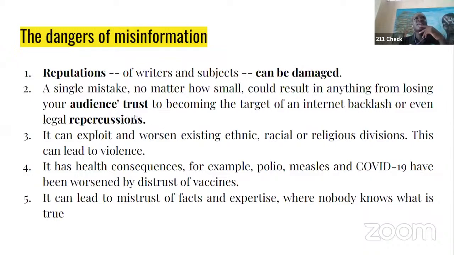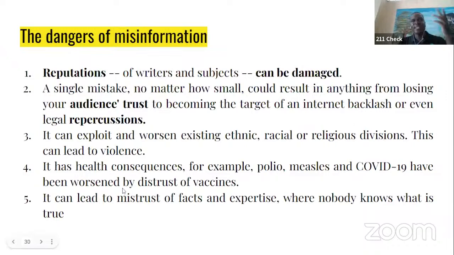I remember a case where a former minister of finance, I think, had an issue with an opinion writer, and they had to go to court, and the person was sent to jail. You see, this is a legal repercussion that has come as a result of someone ignoring fact-checking. So we see that it can also exploit and worsen existing ethnic, racial, or religious divisions, which can lead to what? To violence. Like we have seen cases previously where you hear that, hey, community A is mobilizing against community B, or this religion is saying X, Y, Z. So as a result of this, already there's exploitation and worsening of existing divisions that people have.